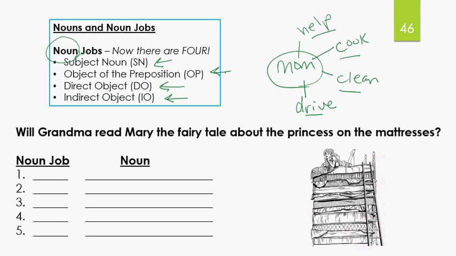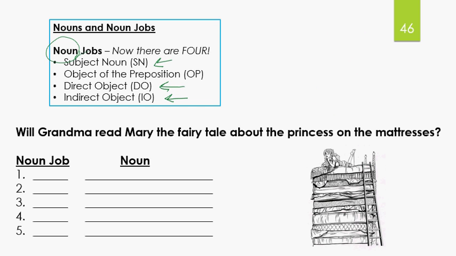So let's look at this sentence. Will Grandma read Mary the fairy tale about the princess on the mattress? Let me erase what I just wrote here. Get this out of the way. Okay, let's get back to this. All right, so will Grandma read Mary the fairy tale about the princess on the mattress? Now to find the noun job, sometimes the easiest thing to do is just classify the sentence first. So let's go through and find prepositions. About what? Princess, object of the preposition. On, preposition, on what? Mattress, object of a preposition.